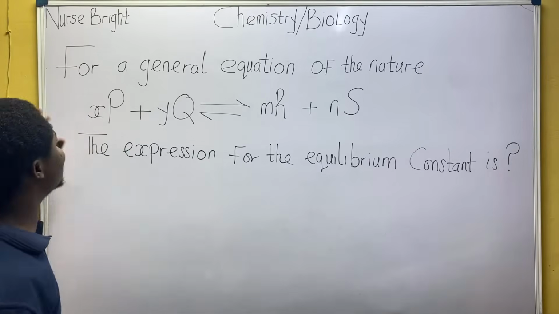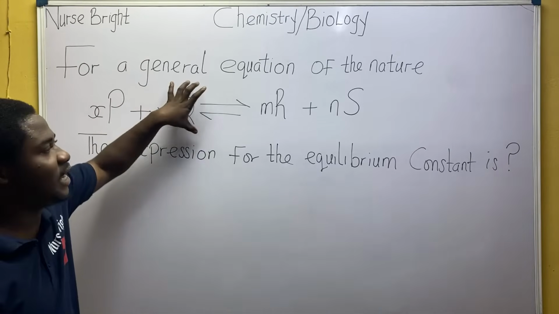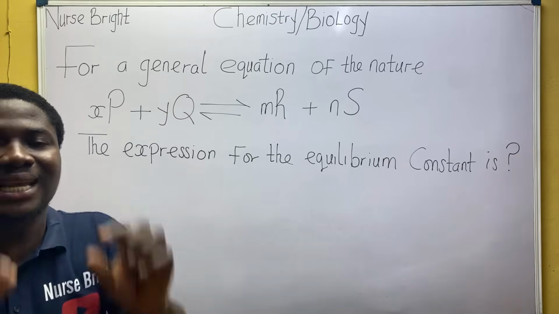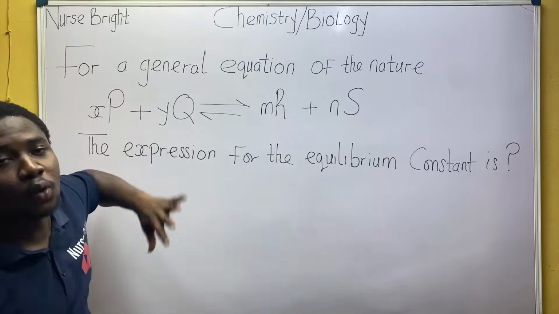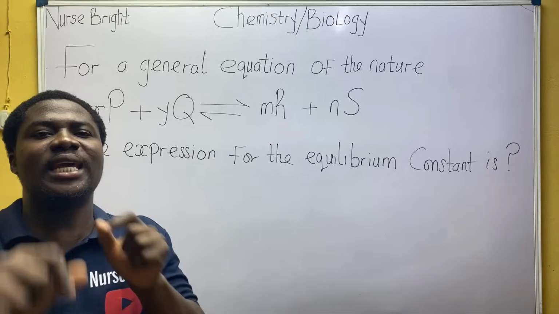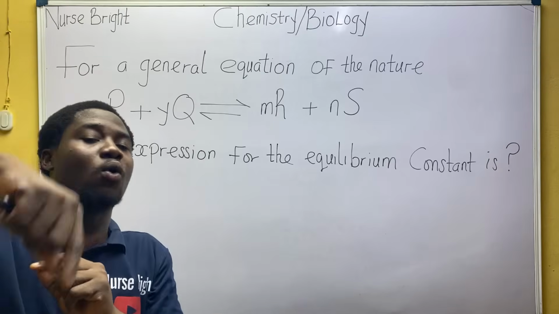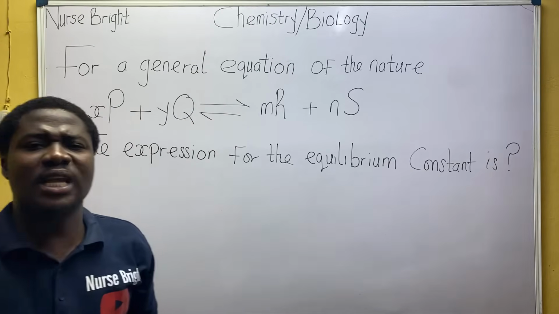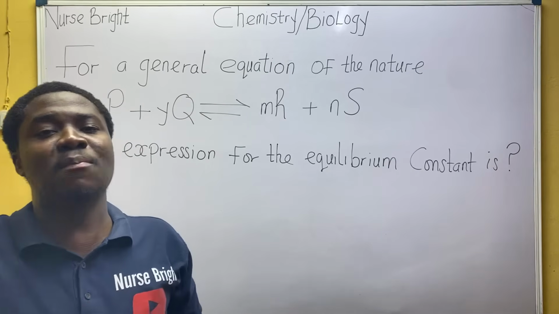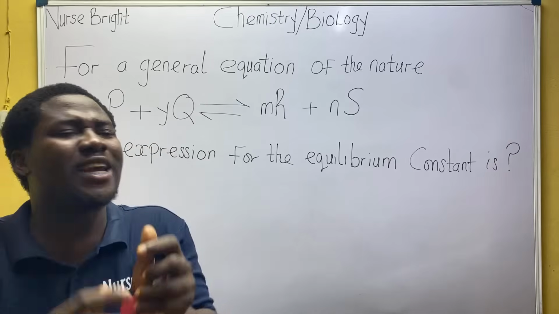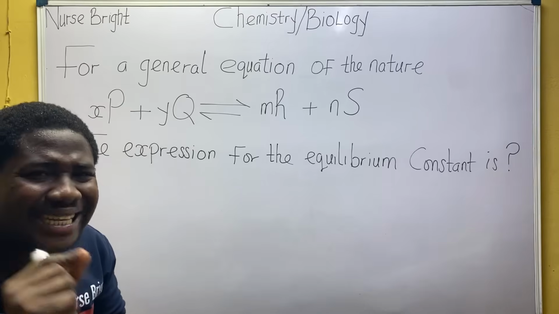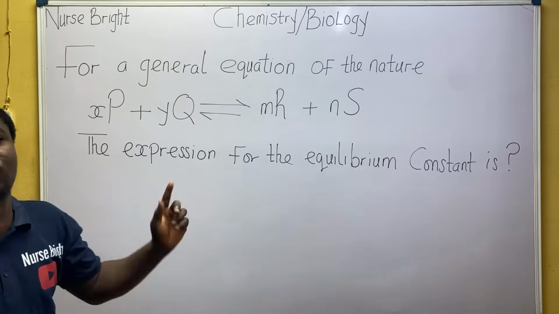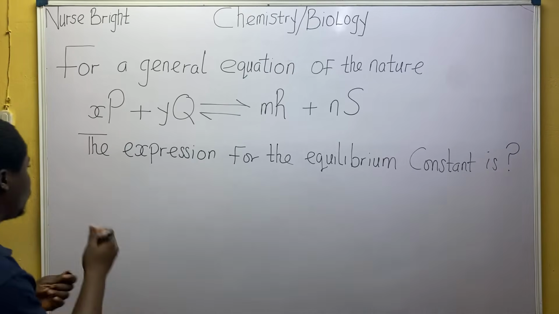The question says, for a general equation of this nature, you are going to see a likely question like this. It's a very popular aspect in chemistry. First of all, whenever you see a question in chemistry, it is very vital for you to know the topic to which the question belongs. This question is from the topic called chemical equilibrium, specifically focusing on the equilibrium constant expression. That is what this question wants us to write.